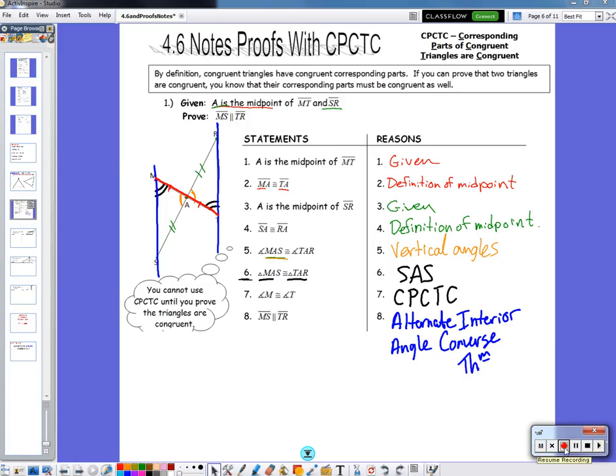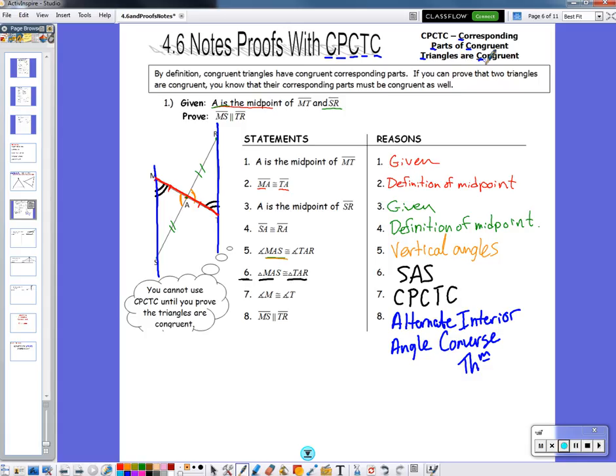So in 4.6, we're going to talk about this thing called CPCTC. Okay? And Mr. Ausel is a veteran teacher, so he can say it very quickly on a Monday morning. But CPCTC stands for corresponding parts of congruent triangles are congruent. Okay? So when I look at that statement above, corresponding parts of congruent triangles are congruent.